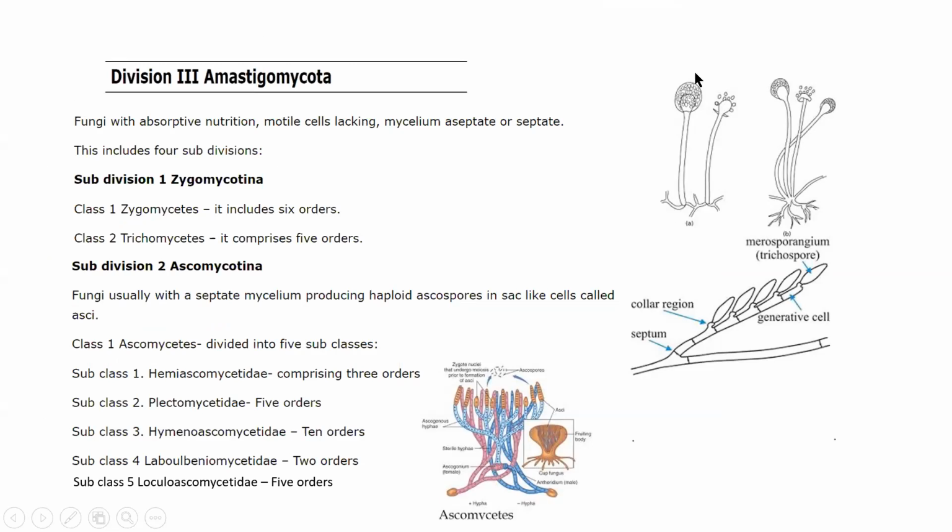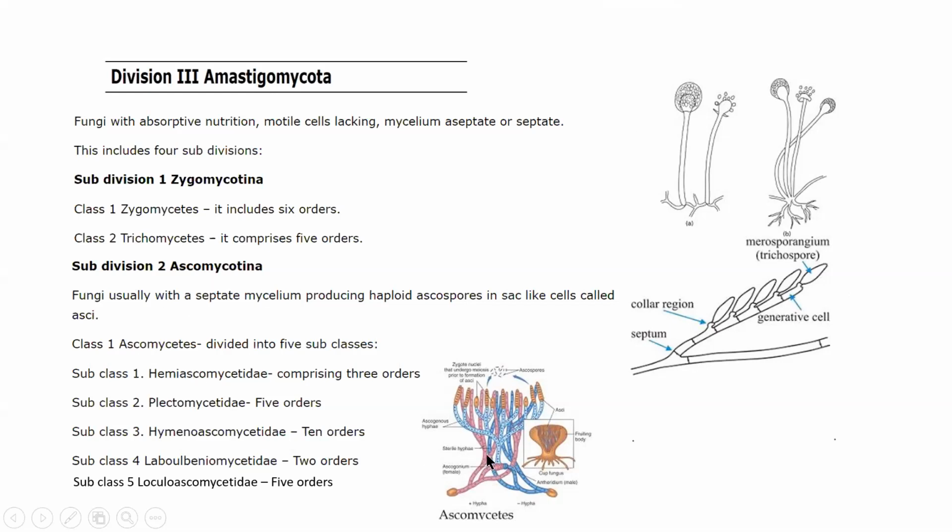Now when you come to Zygomycota, this is the pictorial representation of the fungi belonging to Zygomycetes. They produce endogenous spores, sporangiospores, as I told you before. And this is the Trichomycetes. Tricho means hair. The fungi have hyphae which resemble hair, so it is called Trichomycetes.